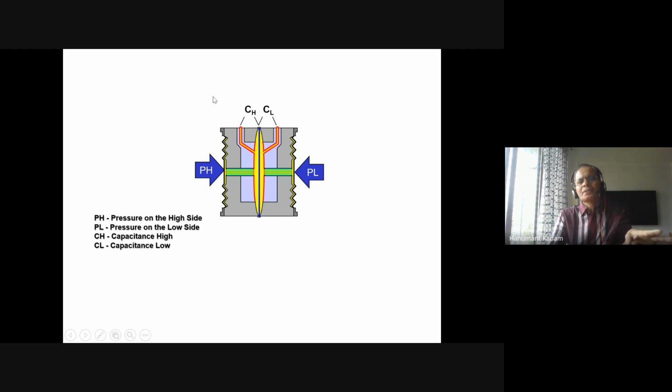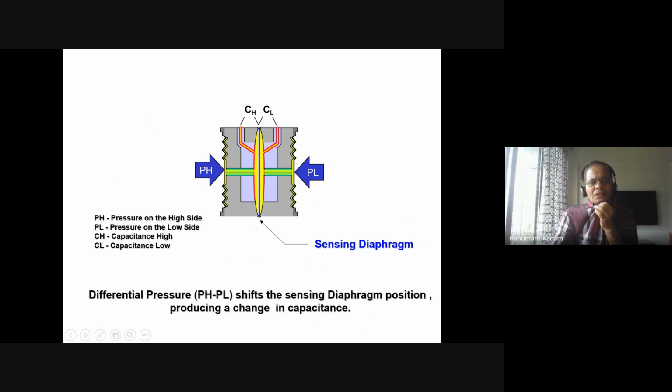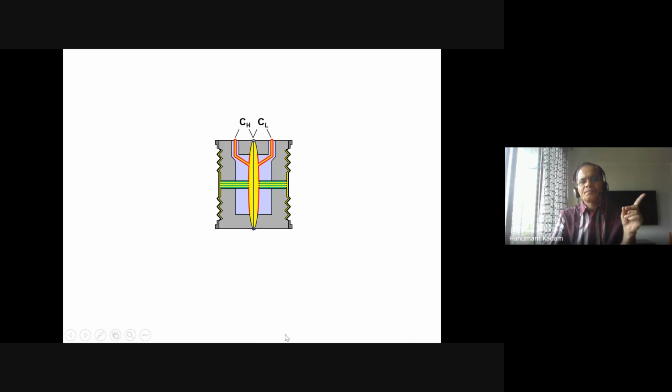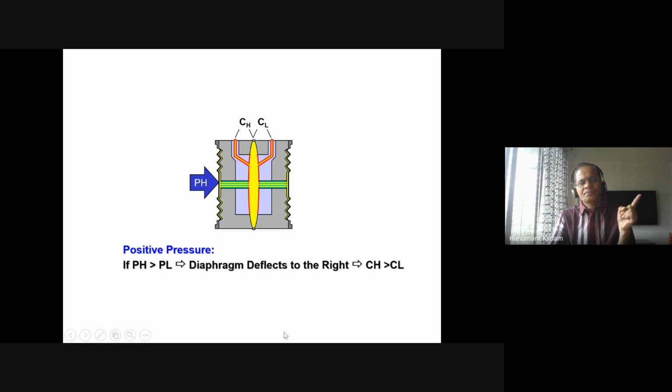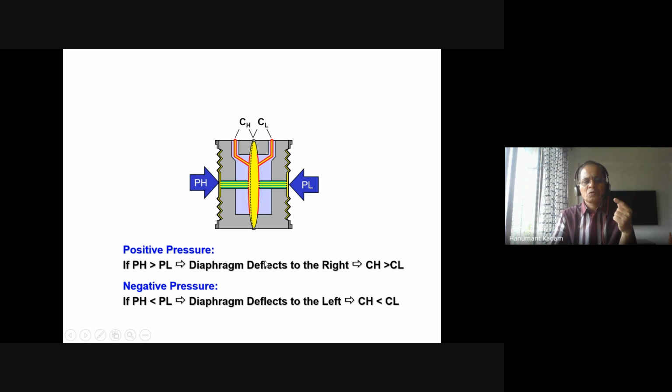Here you can see capacitance high and capacitance low. Pressure high on this side, pressure low on this side, capacitor high and capacitor low. And the sensing diaphragm, see now the change here. Differential pressure PH minus PL shifts the sensing diaphragm position, producing the change in capacitance. This is very important. You see the change is here. Pressure high, it is shifted to this side, right? When PL is high, shifted to this side. So negative pressure here, you'll get a positive pressure.